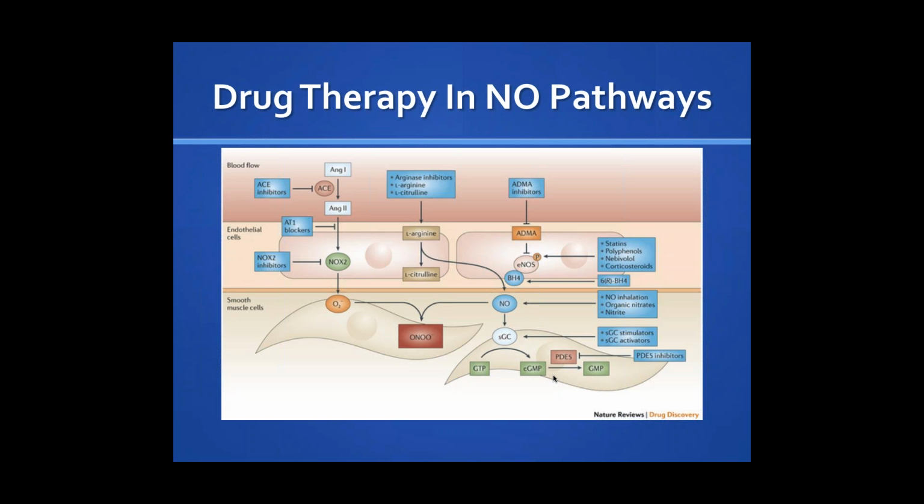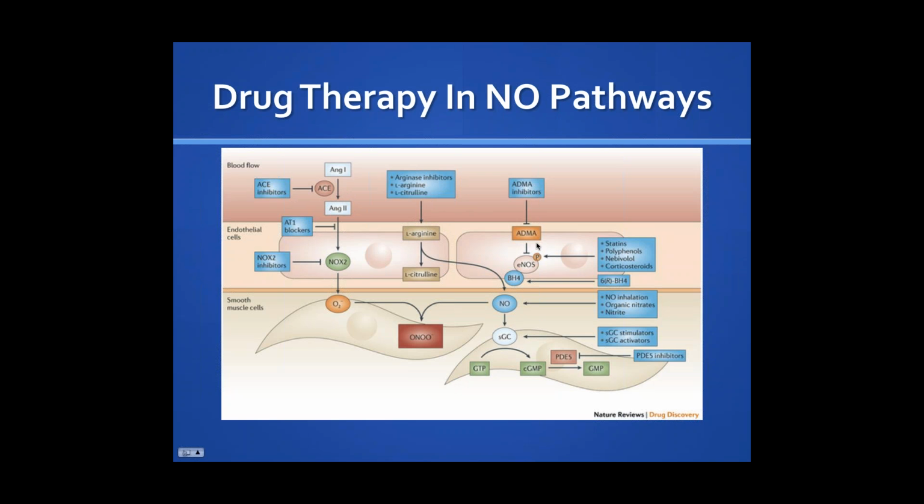Just wanted to point out how the MDs treat this kind of thing, nitric oxide pathway issues. Remember we talked about angiotensin II causing a decrease in nitric oxide. Well, they can give you an ACE inhibitor to keep that from happening, and that lowers your blood pressure. There are these blockers here that can block the production from angiotensin II to nitric oxide. And arginase inhibitors, L-arginine and citrulline, can help. They block this arginine pathway here.